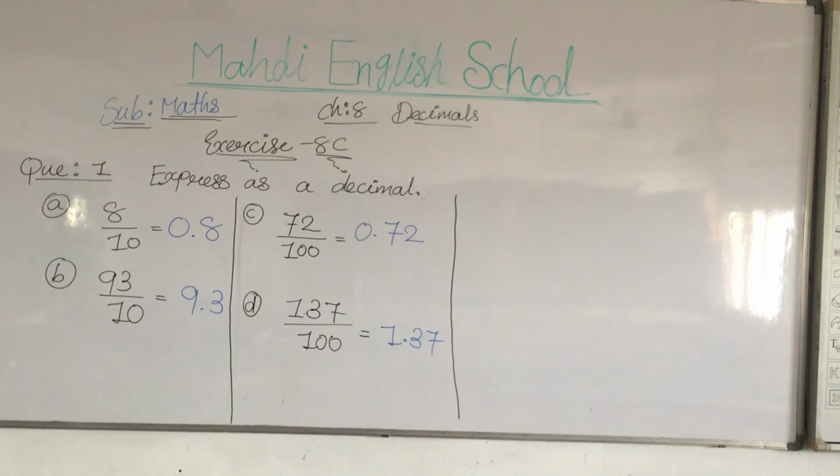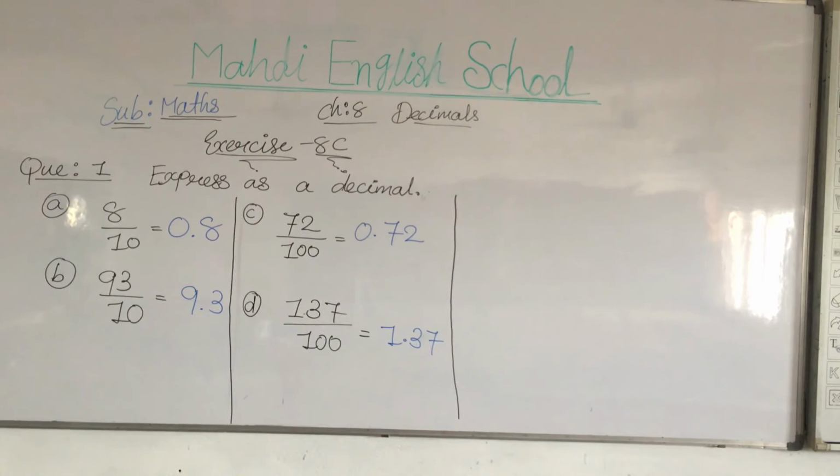Then we will move on further. I hope you all understand, my dear students, what I am telling you here. Here we have started exercise number 8C. Question number 1, express as a decimal. Question A, 8 upon 10 is equal to 0.8.